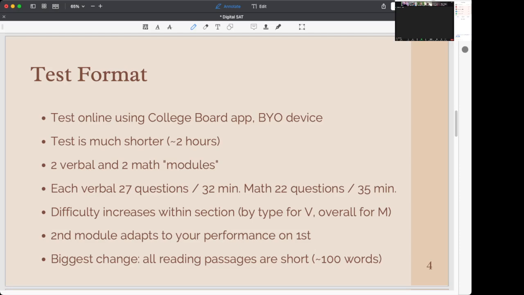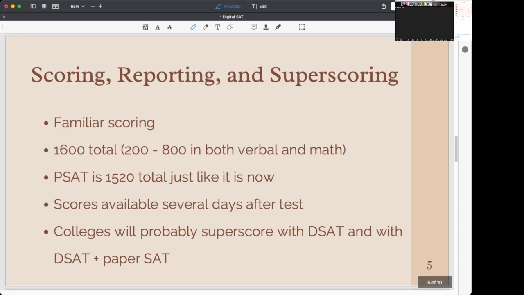So format stuff, let's look at scoring. Just like today, it's out of 1600. You get a verbal score and a math score from 200 to 800. Like I said before, the PSAT is out of 1520, so up to 760 in each section. And then the scores are available, I think it's safe to say, about several days after the test, give or take. I don't think that's really ironed out yet. I think they're probably working out some kinks with that.